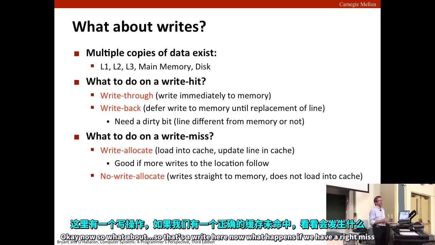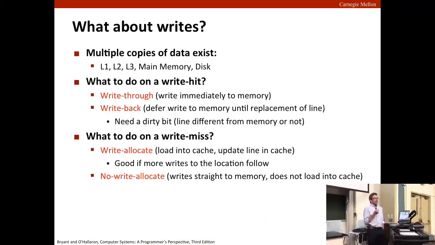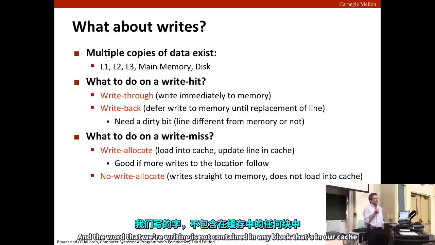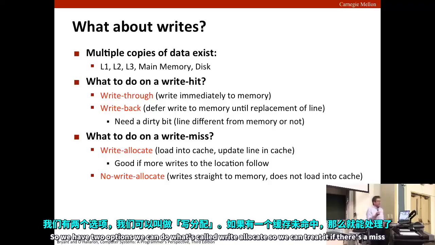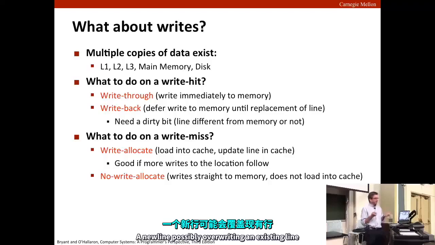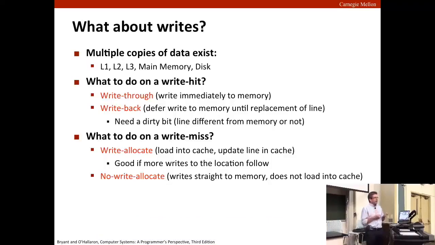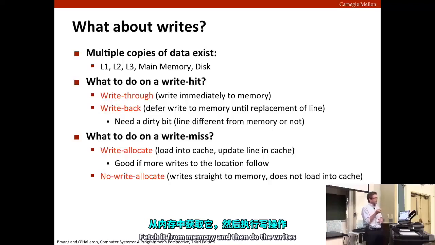Now, what happens if we have a write miss? We're doing a write to memory, and the word that we're writing is not contained in any block in our cache. So we have two options. We can do what's called write allocate. If there's a miss, we can do the symmetric thing that we did with a hit, which was create a new line, possibly overwriting an existing line, and then write in. So we could create that cache line, fetch it from memory, and then do the write.